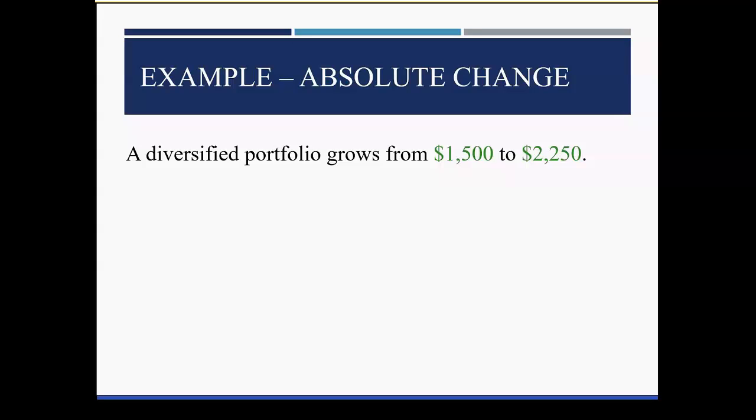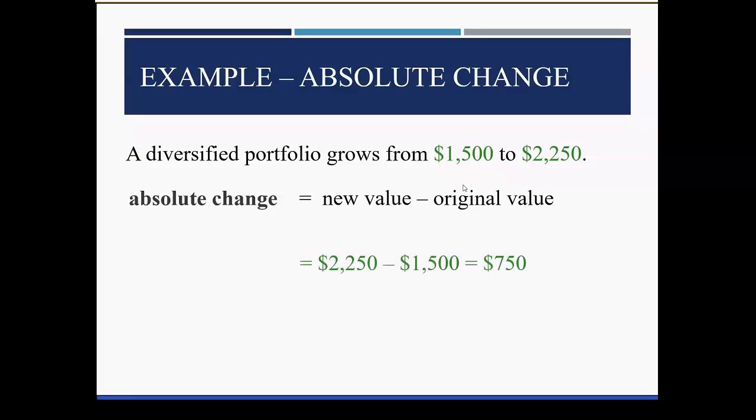So, example says a diversified portfolio grows from $1,500 to $2,250. If I want to represent that as an absolute change, all I have to do is subtract the two values, the new minus the old, in that order. So the new value was $2,250, the original was $1,500. That means it's changed by $750. So it grew by $750 as an amount.